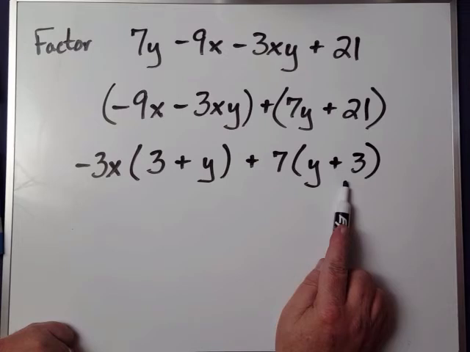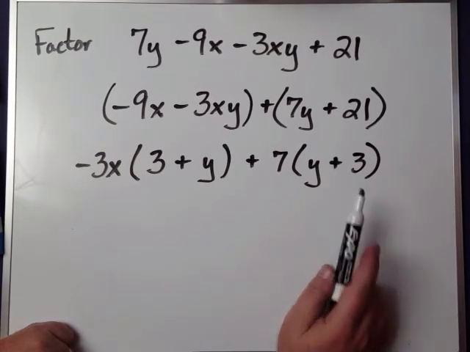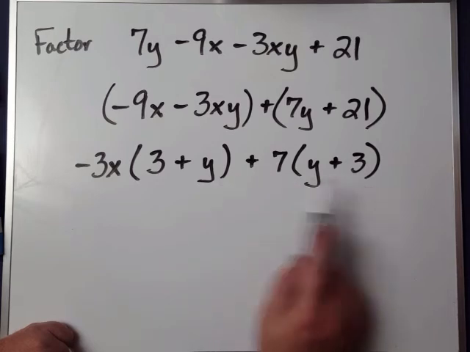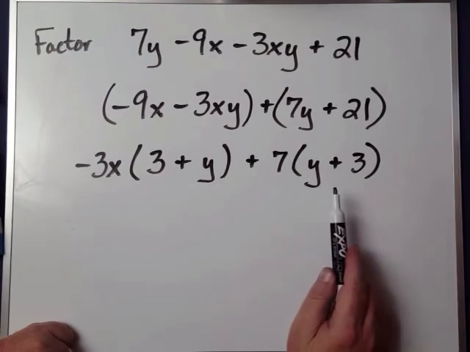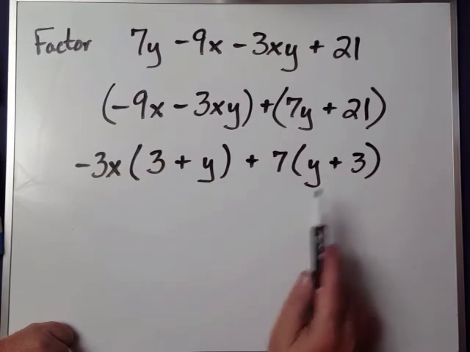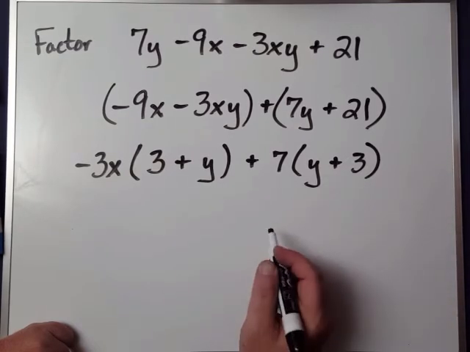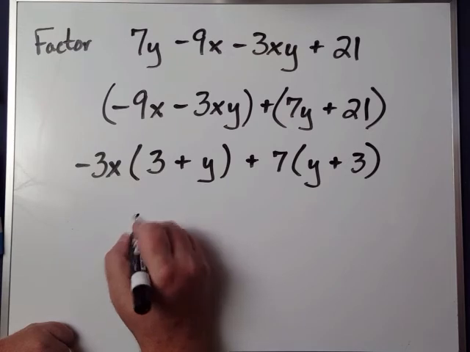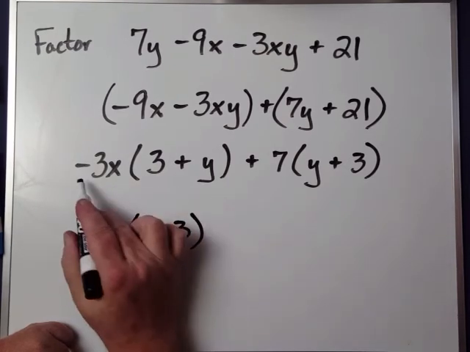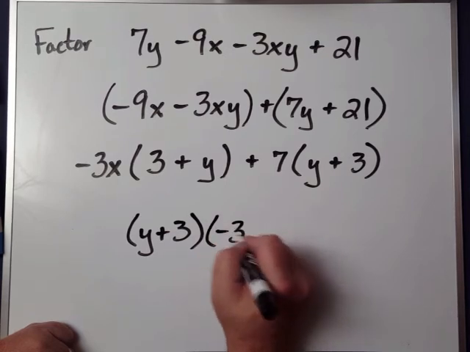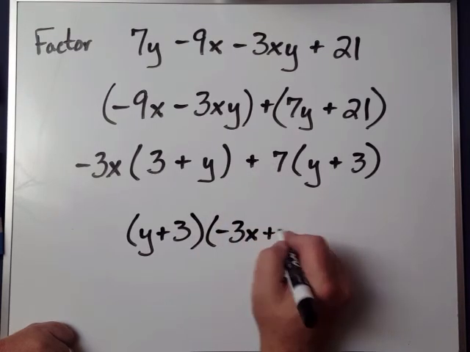Do my two binomial terms match? Yes, they do. Because I know that addition is commutative. So 3 plus y and y plus 3 are the same thing. Call it either one that you want. I'm going to call it y plus 3. I'm going to factor out this y plus 3, which will leave behind a minus 3x and plus 7.